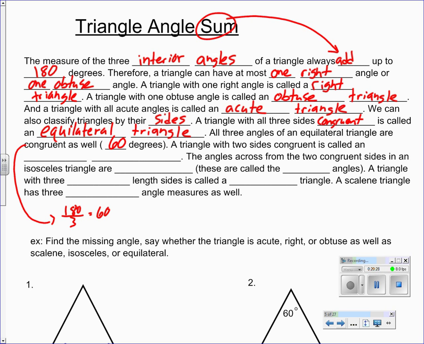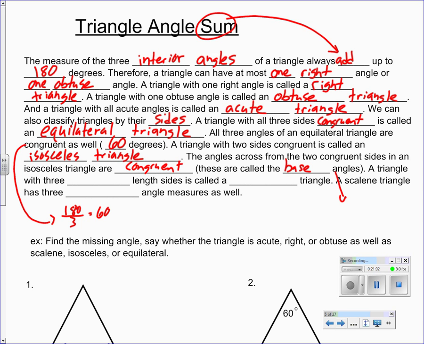If a triangle has two congruent sides, it's called an isosceles triangle. So the angles across from the two congruent sides in an isosceles triangle are also congruent. So if we have three congruent sides, we have three congruent angles. Two congruent sides, we have two congruent angles. These are called the base angles of an isosceles triangle.